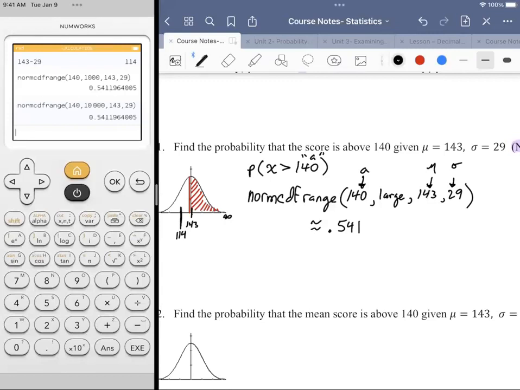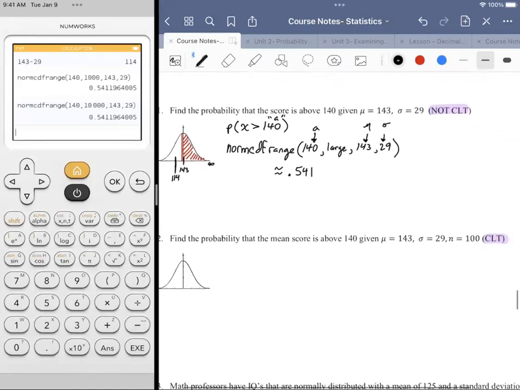Also, when you look at the graph, we didn't shade a whole heck of a lot more than half of it, but we did shade more than half of it. 0.541 is more than a half. So that's consistent. All right. So that's where we've been. Now we're going to go on.